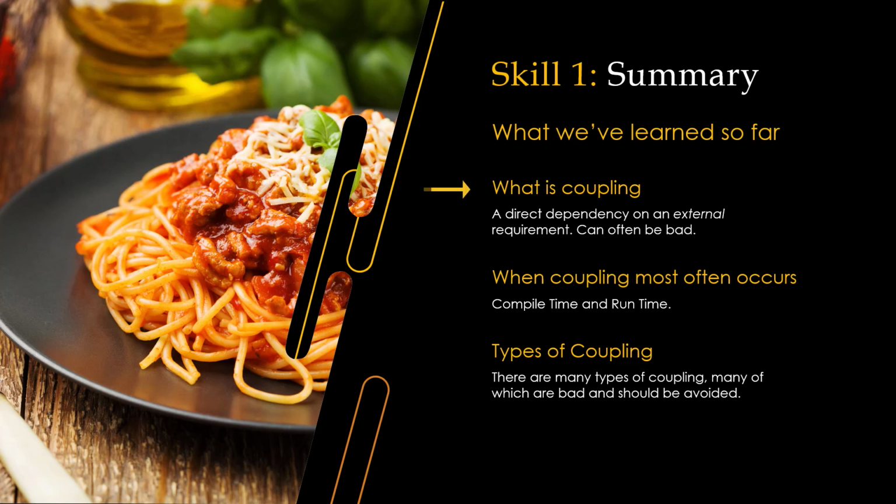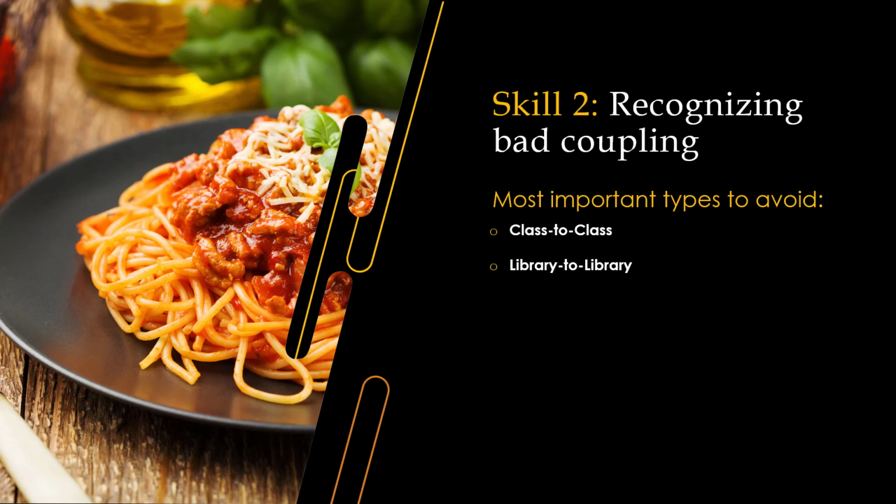What we've learned so far: what is coupling, when coupling most often occurs, and different types of coupling. Now we want to recognize the bad coupling. As you saw in the previous screenshot, class-to-class and library-to-library were the couplings that we're calling bad. By bad, we mean it just usually leads to problematic, difficult to maintain code. It doesn't mean that you can't use them or that your code's going to crash. If you do, it just means that you're going to pay a huge cost in maintenance, in spaghetti dependency chains, and different things like that. And if you can avoid those, you'll save a lot of money in development costs, you'll be able to move faster, and your code will be more stable and more maintainable.